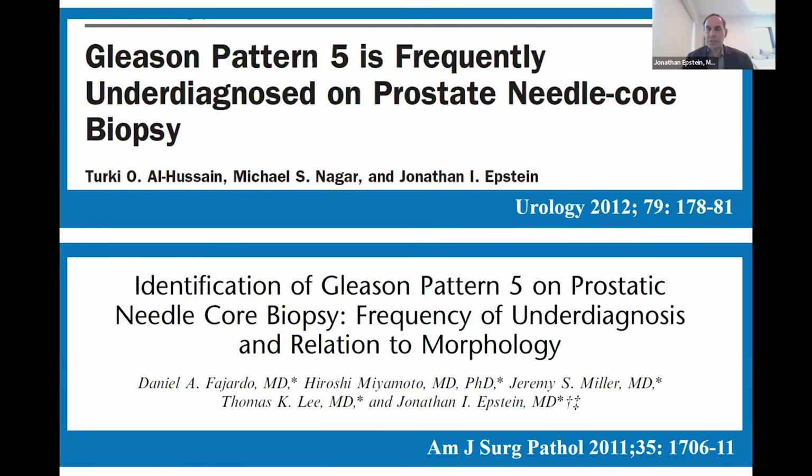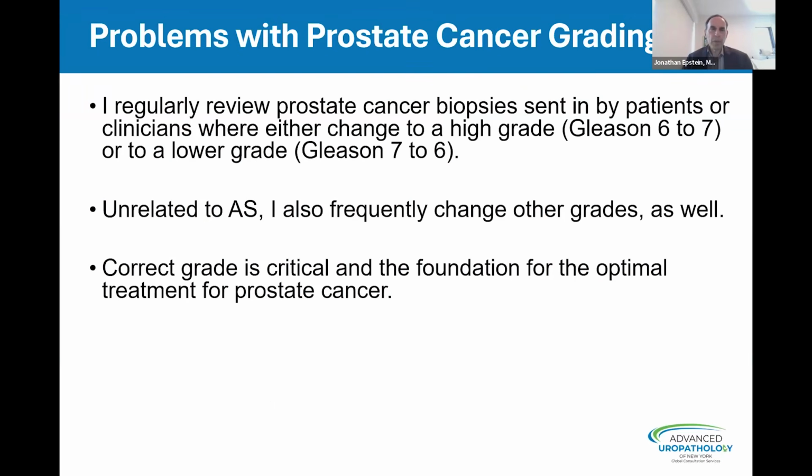I think there's a hesitancy by pathologists to give patients the worst potential grade possible, even when it's present. And I think it is important that when Gleason pattern 5 is present, to note it in the report, because that's going to be important for treatment and prognosis. So, some of the problems with prostate cancer grading.